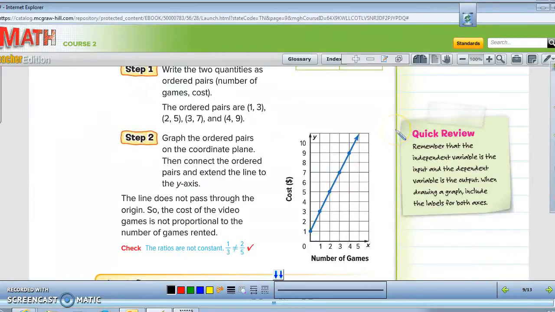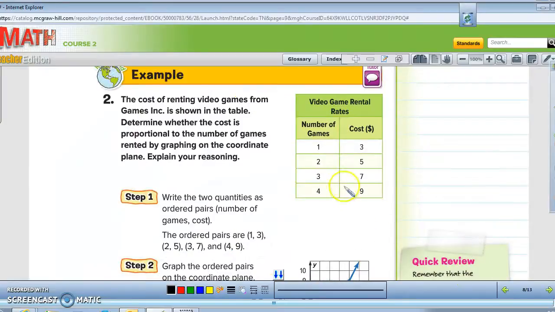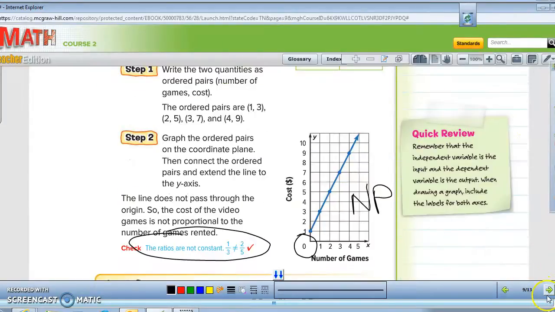So on this problem, they walked you through. They took the table up here. They plotted the points, so you can see where they plotted them. And then finally they looked at 2 things. Again, they looked at the origin, and they saw there is not a point there. And it is a straight line, but again, it has to have 2 things. It has to touch the origin and be straight, so this would be non-proportional. Also, you can see here, they checked it to see if the ratios are constant. So for example, they went back to this table and they said, okay, this equals 3 because 3 divided by 1 is 3. 5 divided by 2 is 2.5. So these don't match. So that's my other way to know that this is non-proportional.